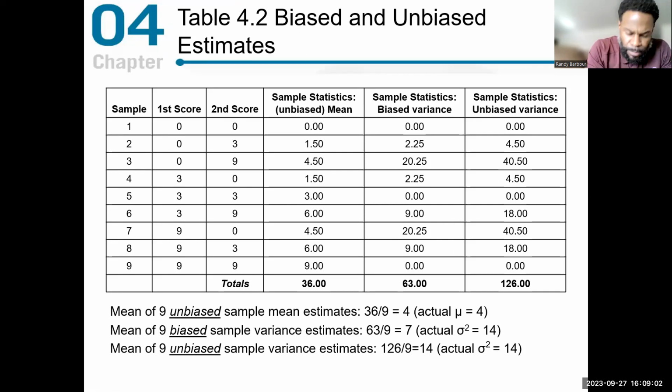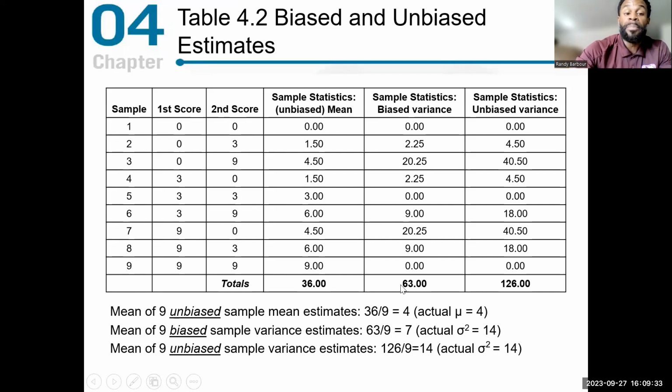So here is an example of what a biased statistic looks like and what an unbiased statistic looks like. These are samples. We've got nine different samples. The first sample has a score of zero and a second score of zero. The second sample has a score of one and a second score of two. So the n in this example is two, because you only have two scores in these samples.